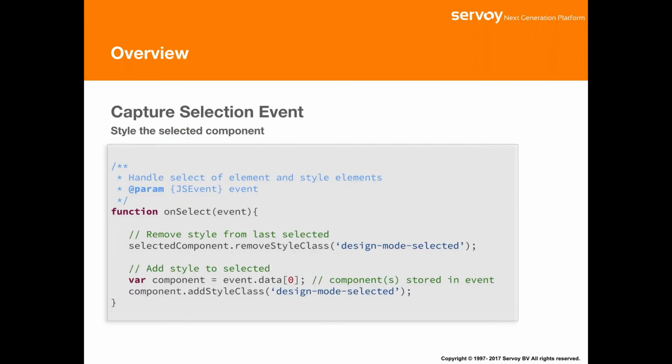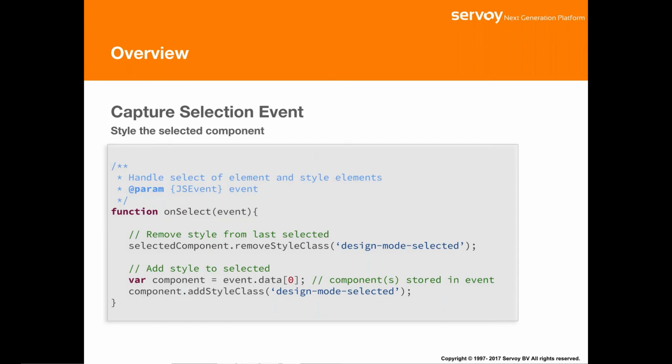Then the first event that we dealt with was the selection event. In the demo, this was when I clicked on the element and it turned yellow. And in my case, I removed the last style class and I added the style class to the newly selected component. So deselecting one and selecting the other one, this is just a visual thing.